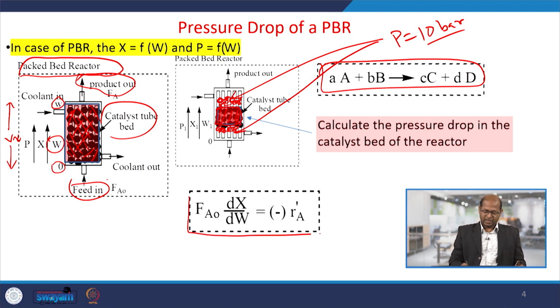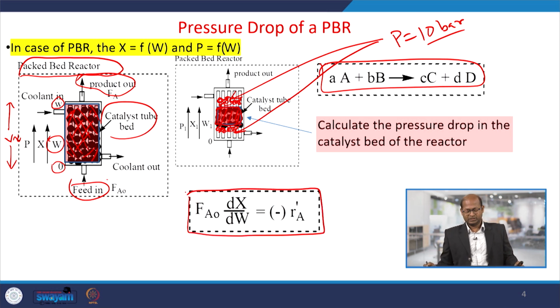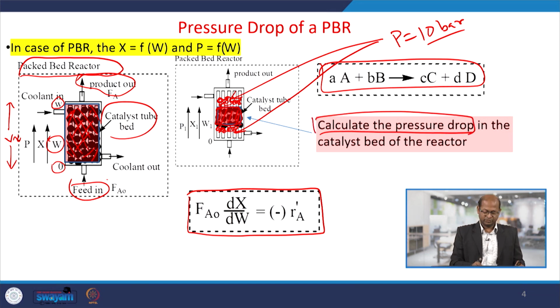So, in packed bed reactors, these are the design equations we have already studied. We express the design equation in terms of F A naught dX by dW equals minus R A prime. R A prime is the rate of the reaction for gas-solid reactions. Here the catalyst is expressed in terms of weight, instead of volume as we usually do for other reactors. So, we express the rate per unit weight of the catalyst.